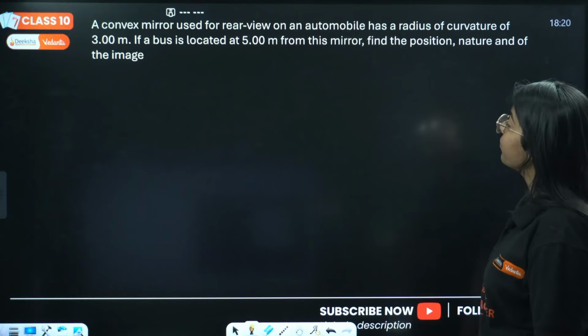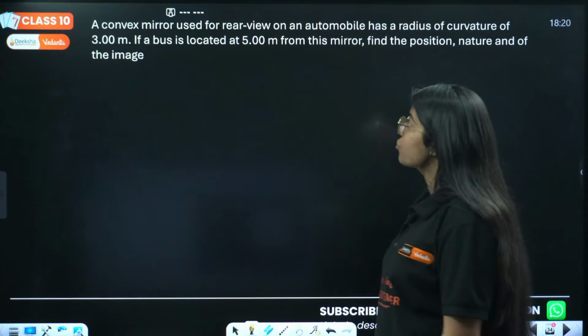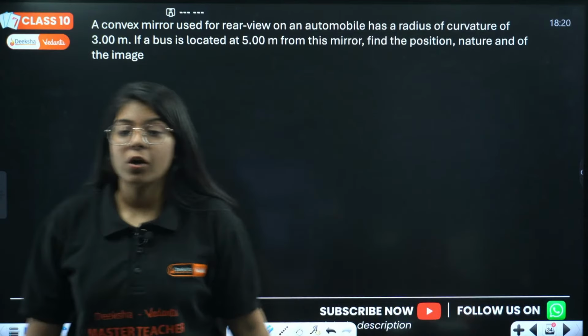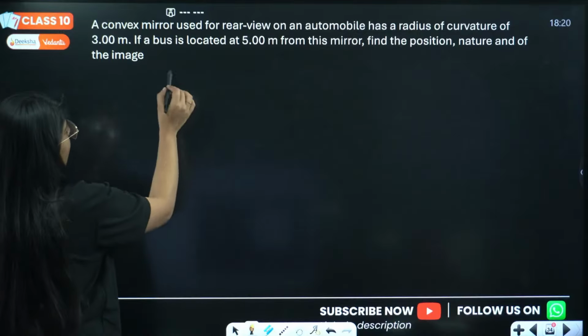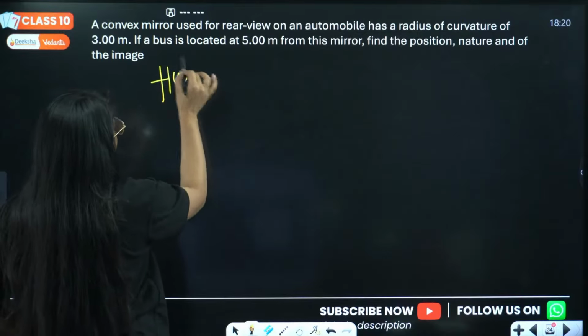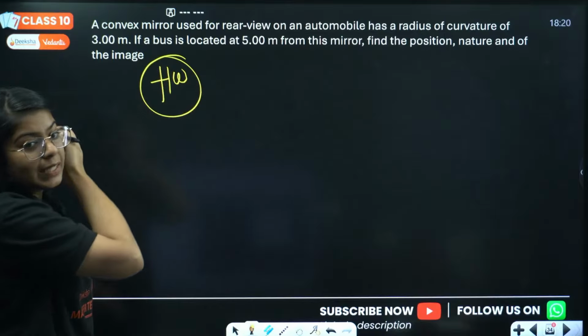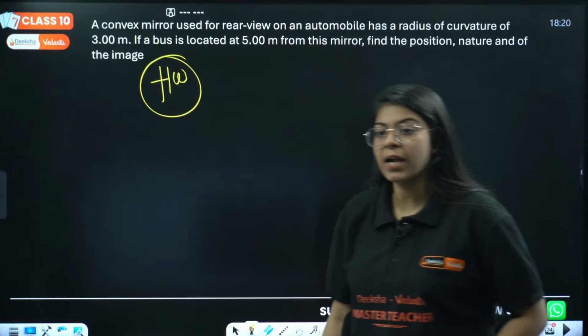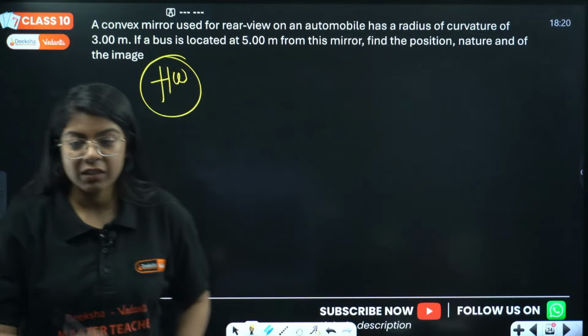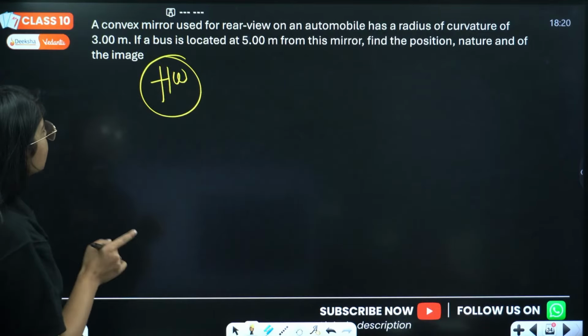We have a convex mirror used for rear view on an automobile has radius of curvature of 3 meter. Okay, this is your homework question, right? This is an important question. I even had this yesterday also. I made you guys do that. But this is a very important question and this is your homework.